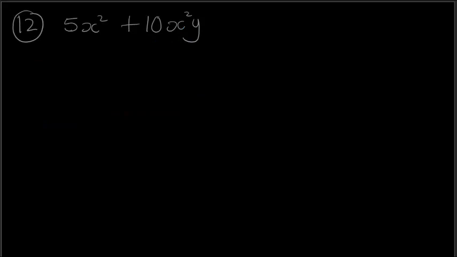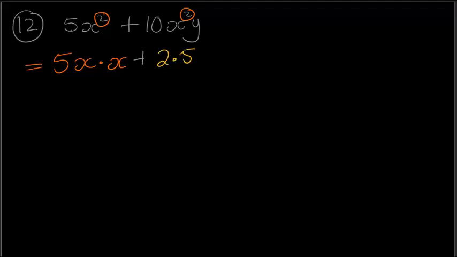Next question, number 12. I can see 5 and 10. I know 5 is a factor of 10, so I'm going to keep it as a 5. I'm going to say 5x. Oh, I have x squared. Oh, I have x squared there too. So let's write it separately. 5xx plus, we said we're keeping the 5, right? So this is 2 times 5 x y.